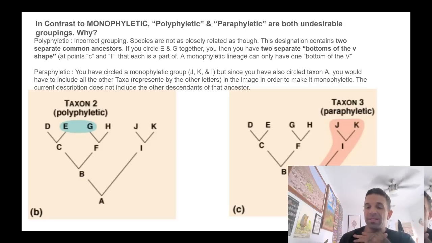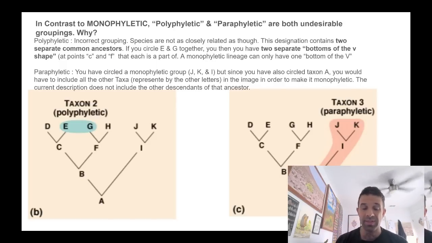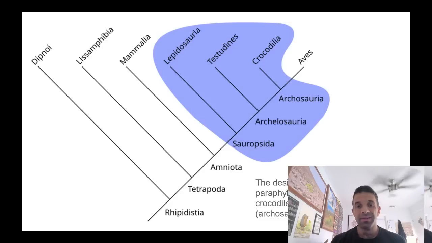Okay, remember, ancestor begins with A. You're including the common ancestor, and A is in paraphyletic, right? That's how I remember this. Paraphyletic versus polyphyletic. There's no A in polyphyletic. Ancestor begins with A. Paraphyletic means you're including the common ancestor, but not all the common descendants. That's how I remember it.